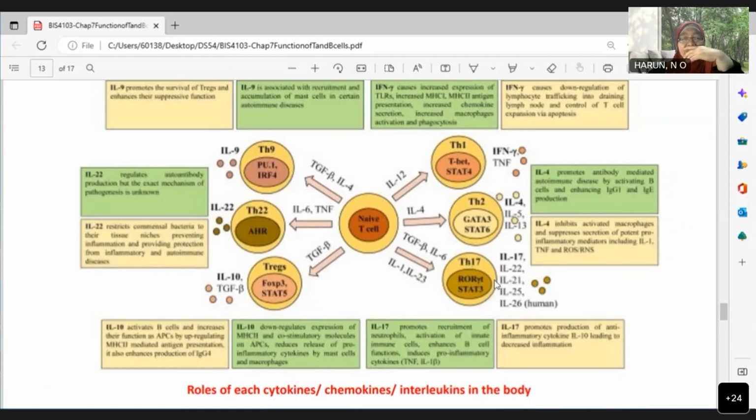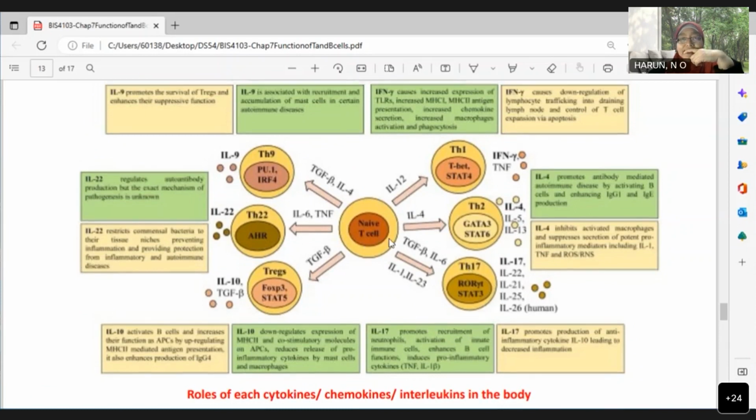Okay, this is what we've been doing. These are the naive T cells that we have. Okay, they have TH1. They have TH9. Okay, this is for your reading, what is happening inside our naive T cells.